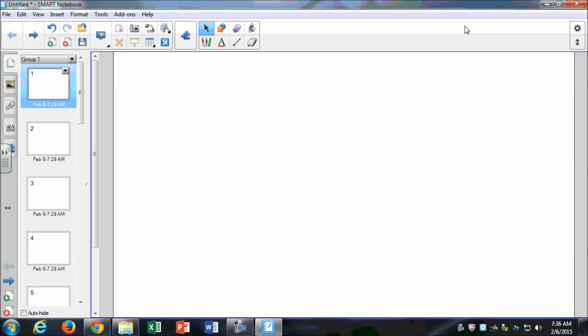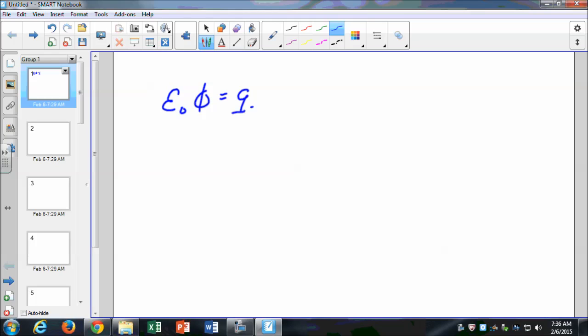Let's see. I lost my notes from last time, but I think that we left off just defining Gauss's law. Is that right? Where we said epsilon naught times the flux is equal to our enclosed charge. Yeah. Okay. So that is Gauss's law. It looks a lot like Gauss's law that we had for gravity.